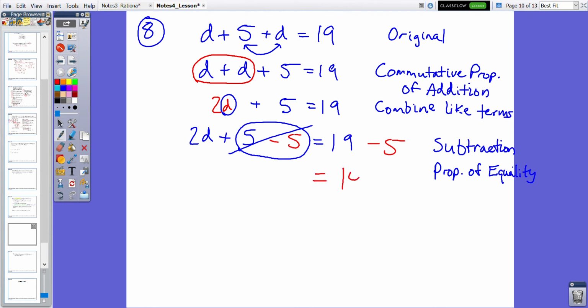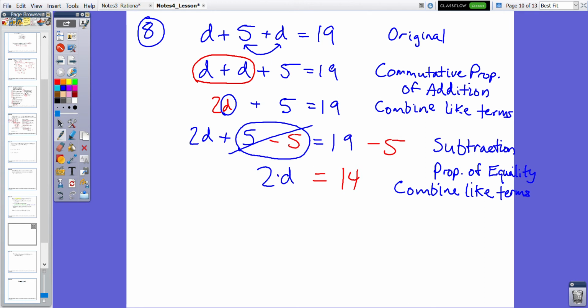So we get 14 on the right side, and all I'm left with on the left side is just my 2 times d. Okay. Once again, we write this as combine like terms. Now, remember, this is 2 times d. So 2 times some number gives me 14.